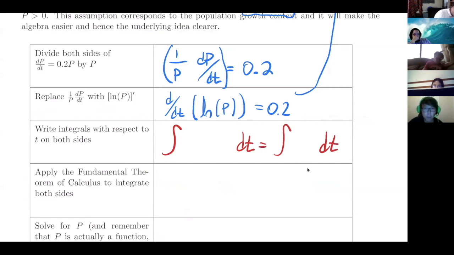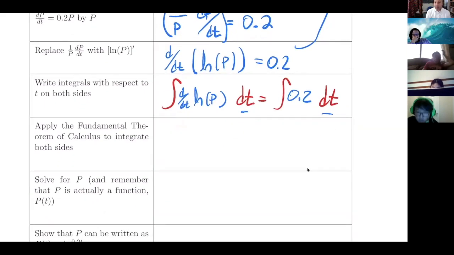And so on the left side, we're going to integrate the derivative of natural log of p. And on the right side, we're going to integrate 0.2. The important thing here is we're integrating both sides with respect to the same variable, so we're okay here. And now we're in a situation where we can integrate both sides with respect to t.